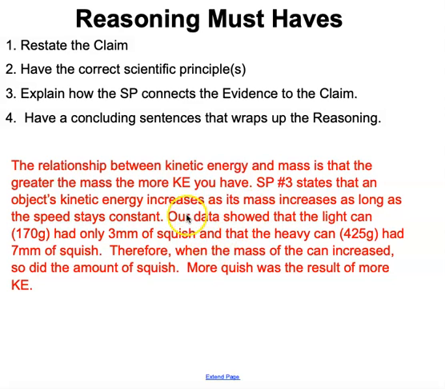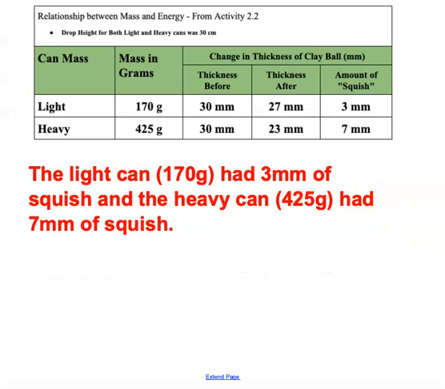So here's the third part. Explain how the scientific principle connects the evidence to the claim. Our data showed that the light can, 170 grams, had only 3 millimeters of squish, and that the heavy can, 425 grams, had 7 millimeters of squish. Does that look familiar? That is very, very similar to this. I added a few words to make it flow, but it's very close to this.